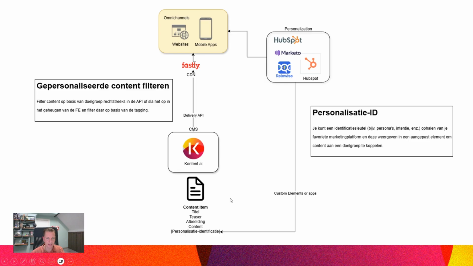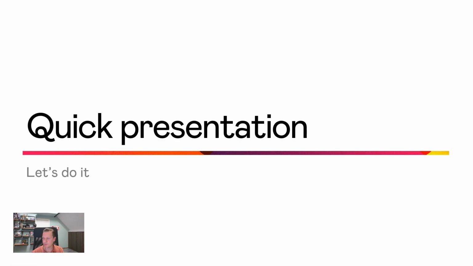So Content.ai delivers content to your omni channels, and basically you can filter. This is in Dutch, but you can filter based on the taxonomy tagging, for example, and you can use the taxonomy and tagging for HubSpot and personalization. I've even created a small demonstration of this.